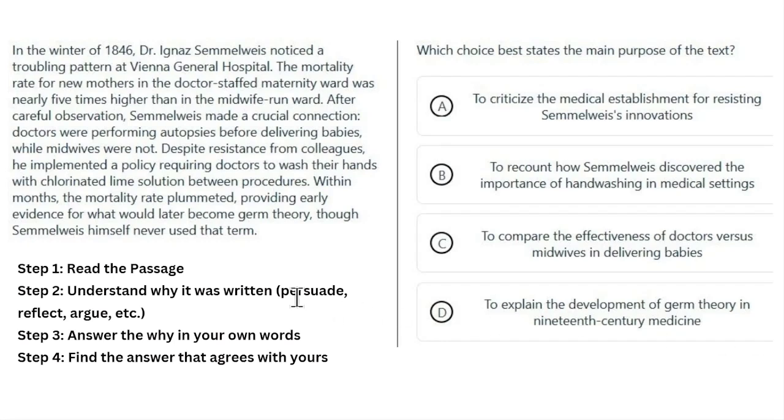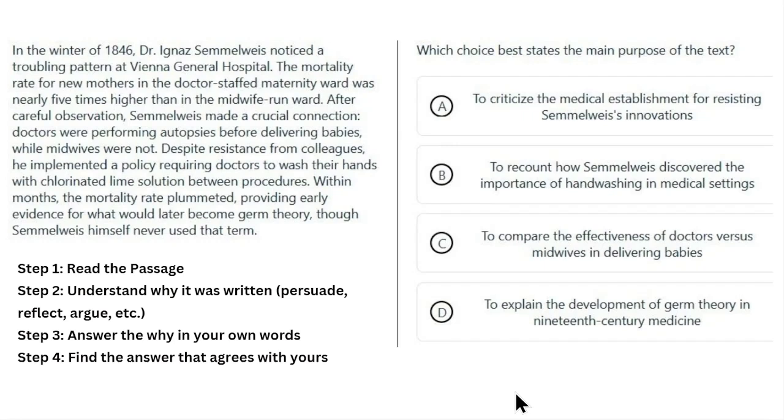Alright, we're going to understand why it was written. Step 2. I think, based on what this is saying, this is essentially just explaining, reflecting on this event, and how he figured out that these doctors doing autopsies before was dangerous. So something about explaining is essentially the reason he wanted to do this. Now I can go to the answers, and I'm going to look for an answer that kind of agrees with what I'm thinking. So now pause it and try and answer this one and see if you get it right, and then we will keep going.